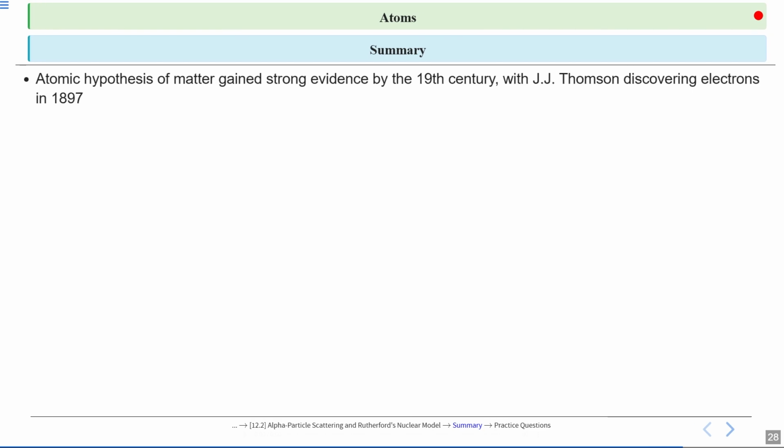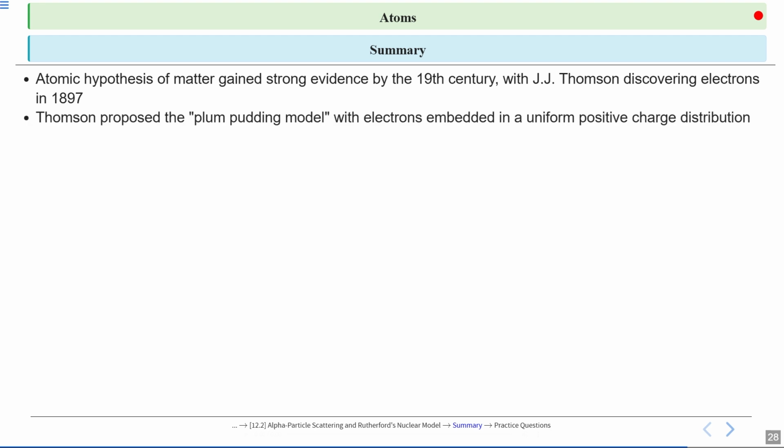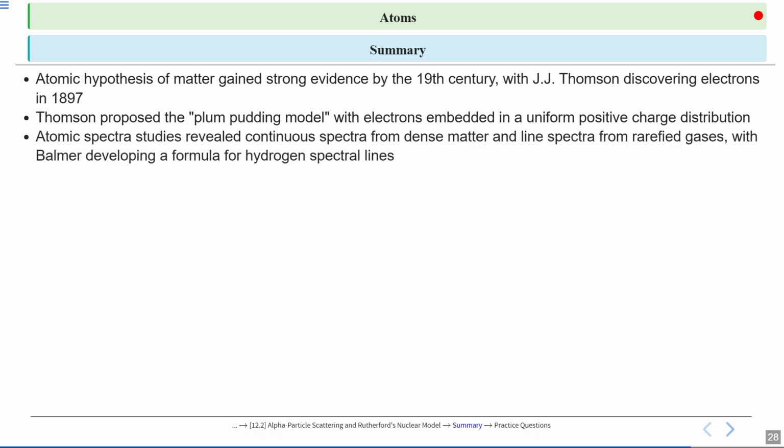So now we'll summarize today's lecture in some brief points. Atomic hypothesis of matter: by the 19th century, scientists had gathered strong evidence that matter is made up of tiny particles called atoms. In 1897, J.J. Thomson discovered the electron, which is a negatively charged particle found inside atoms. Thomson's model of the atom suggested the plum pudding model, where the electrons are scattered through a sphere of positive charge like raisins in a pudding. This model tried to explain how negatively charged electrons and positive charge could balance out to make a neutral atom.